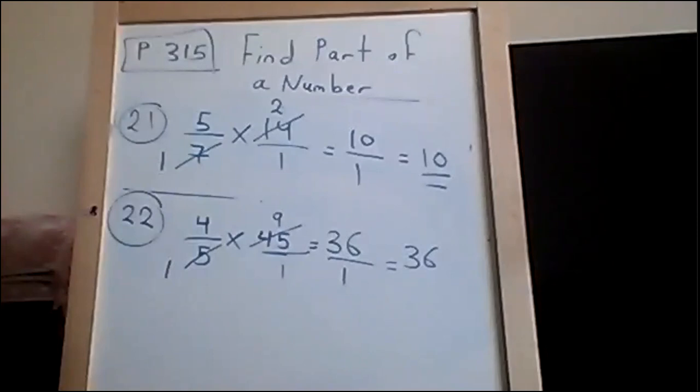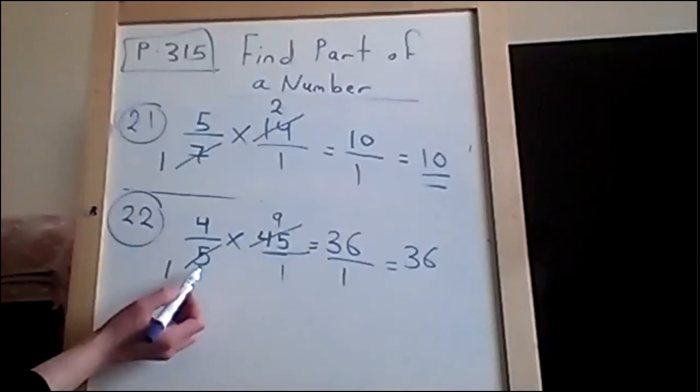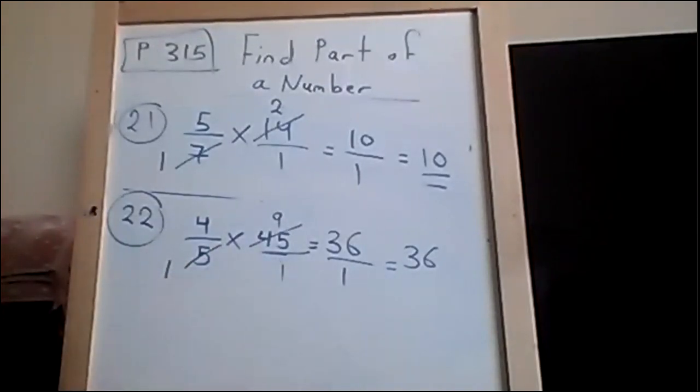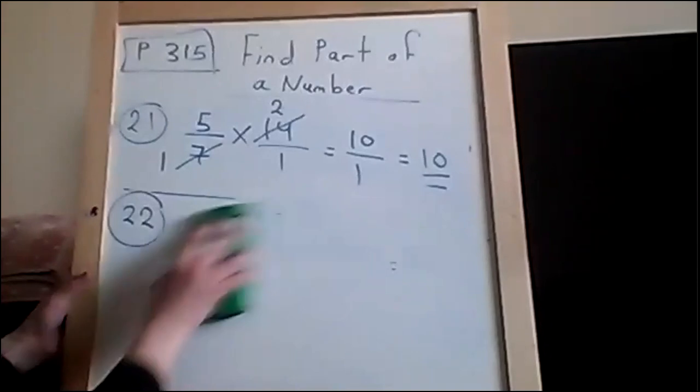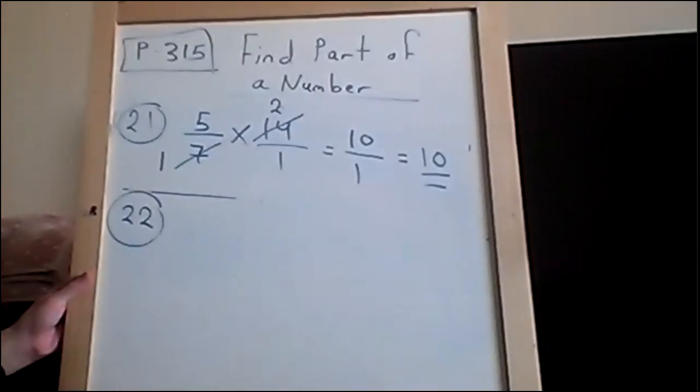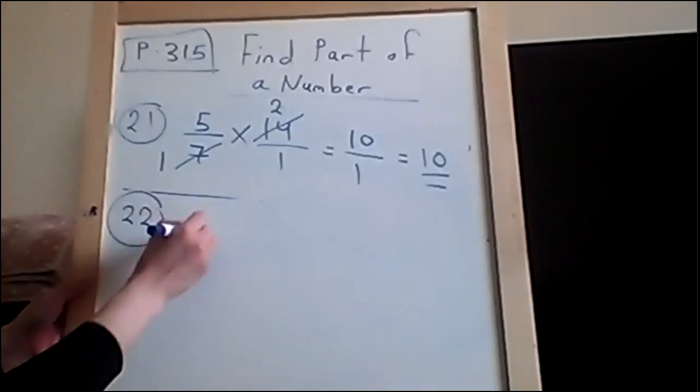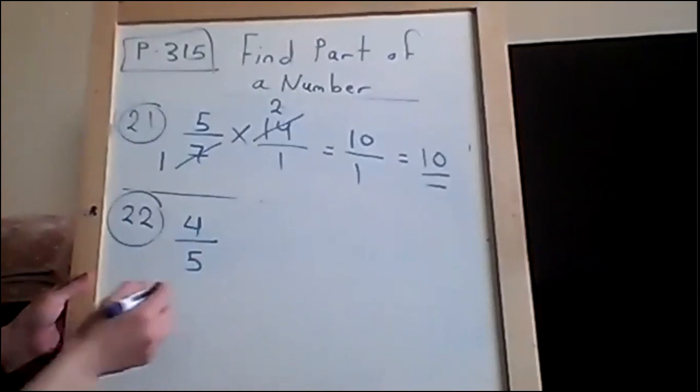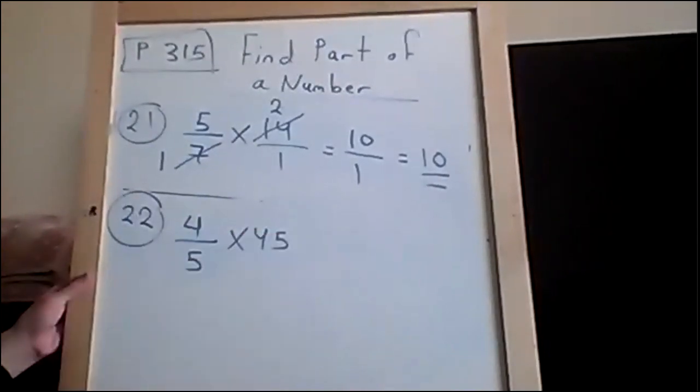Teacher, in question 22, I don't understand it. I will repeat 22 for you, habibti. Listen to me. I have 4 over 5 multiplied by 45. Teacher, it's 24, I didn't understand. Listen to me, I will repeat the same question for you.